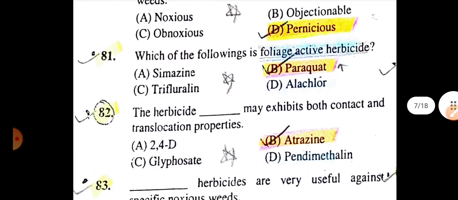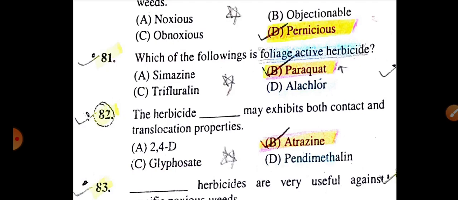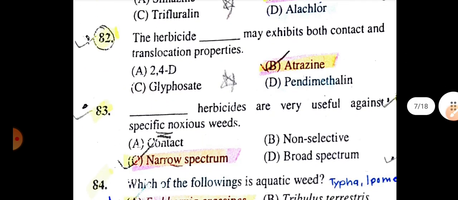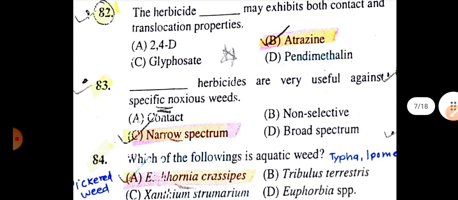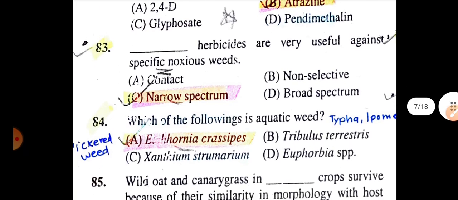Which of the following is a foliage active herbicide? Paraquat. The herbicide atrazine exhibits both contact and translocate properties. Narrow spectrum herbicides are useful against special noxious weeds.